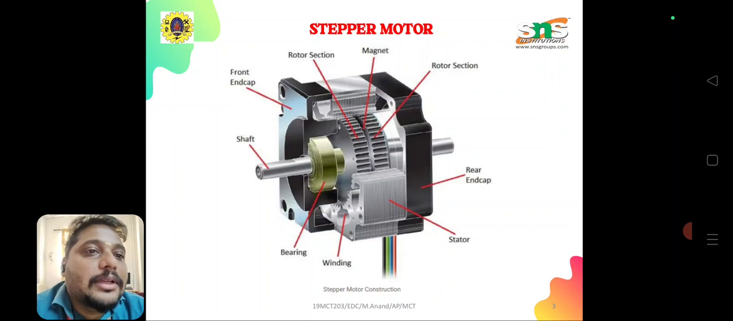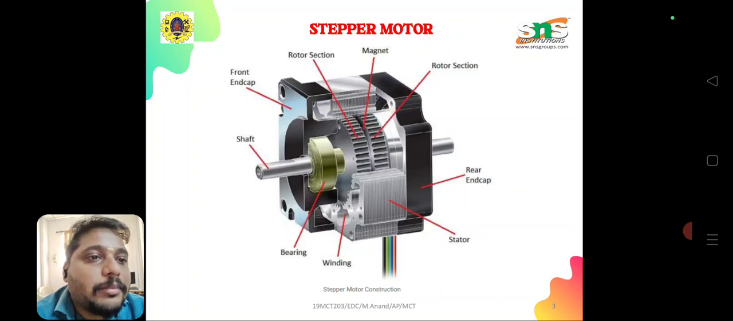This is the cross-sectional view of the stepper motor. We have a single connecting shaft connecting the stator and rotor. The basic structure of the motor is stator and rotor. Here the stator is a normal iron laminated core. Here the rotor is a magnet. Whereas in the AC or DC motor, it is not a magnet, it is an iron lamination core. But here we are using a magnet as a rotor.